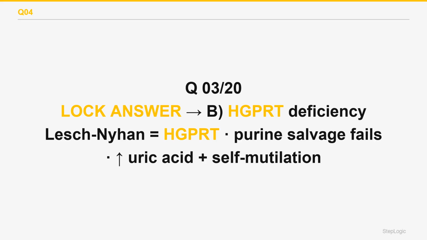Choice A, adenosine deaminase, is SCID. Choice C, xanthine oxidase, is the enzyme inhibited by allopurinol. Its deficiency would lower uric acid, the opposite. Remember the mnemonic, HGPRT: he's got purine recovery trouble. Treat the hyperuricemia with allopurinol.